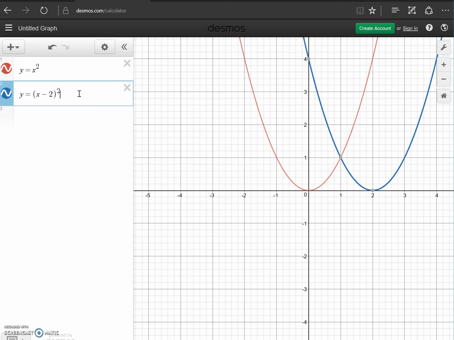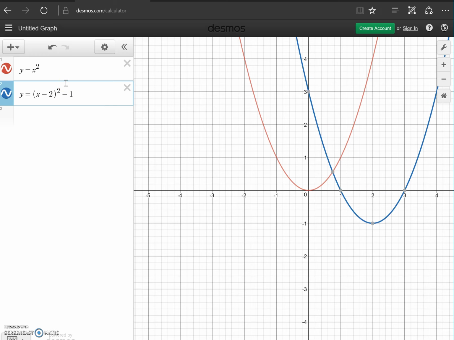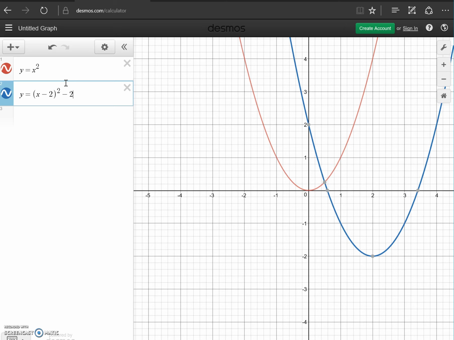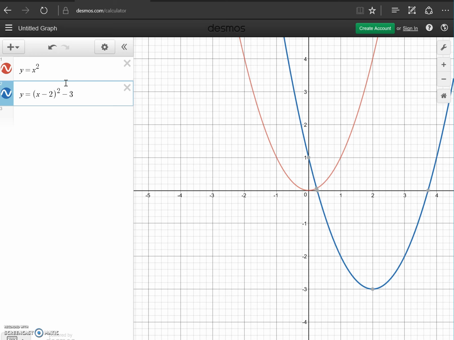What do you think happens if I put a minus 1? Well, hopefully you're thinking it's going to move down. And you're correct, it moved down 1 unit. If I change the number again and put a minus 2, it's going to move down 2 units. Again, if I change the number and put a minus 3, it'll move down 3 units.